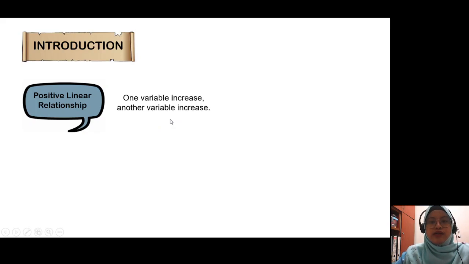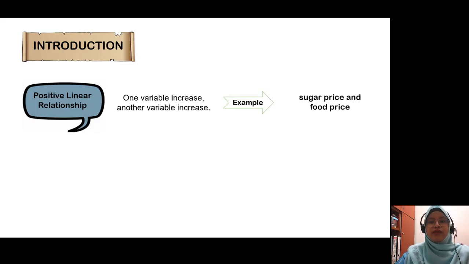So if your x is increasing and y is increasing, that will give you an increasing plotting. You may imagine that kind of plotting. So if x is increasing and y is increasing, it will give you the plotting of increasing values. So your graph will be a positive linear relationship. For example, if sugar price increases, then your food price will increase.